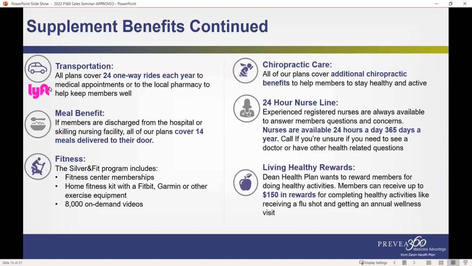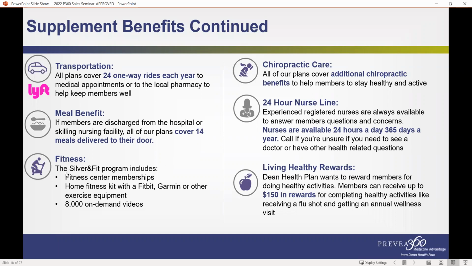Transportation is provided by Lyft, and we cover up to 24 one-way rides each year to medical appointments or to the pharmacy to help keep you well. We also offer a post-discharge meal benefit. If you are discharged from the hospital or skilled nursing facility, we will cover 14 meals that are delivered directly to your door. You can either organize this through your discharge coordinator, or you can call our customer care center. The meals can be heated and eaten at your convenience, and they can meet a variety of dietary needs, such as low sodium, low carbohydrates, or vegetarian.